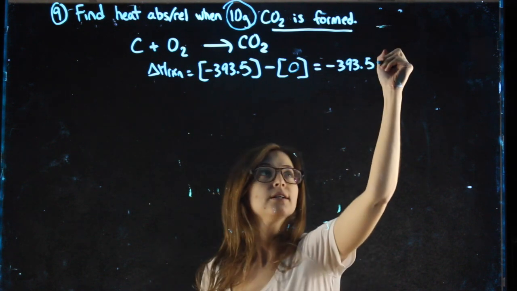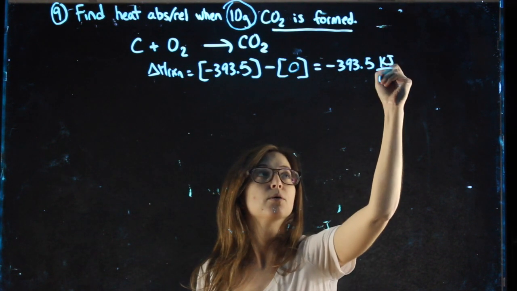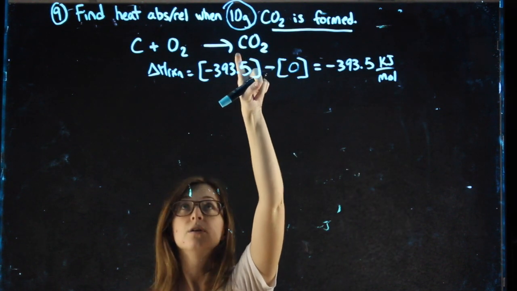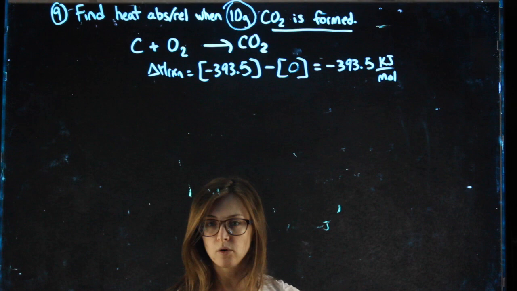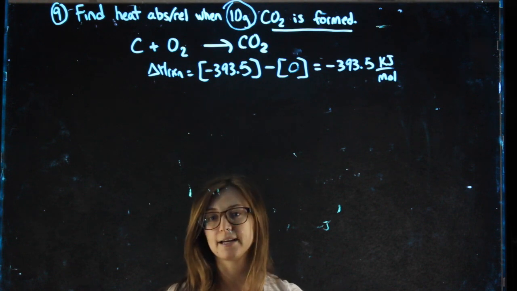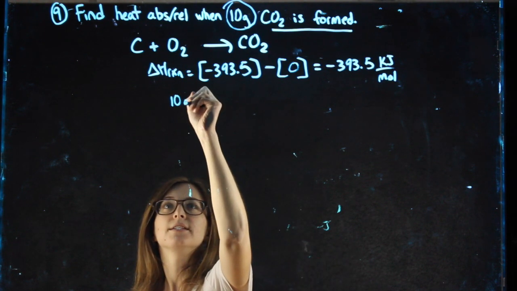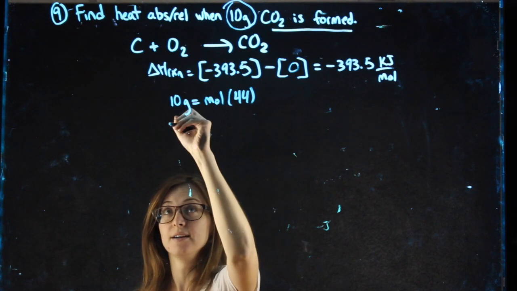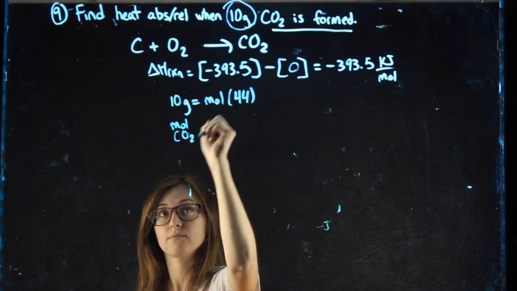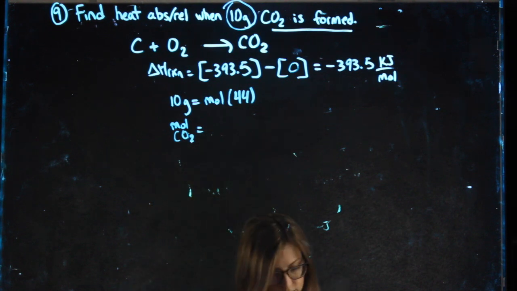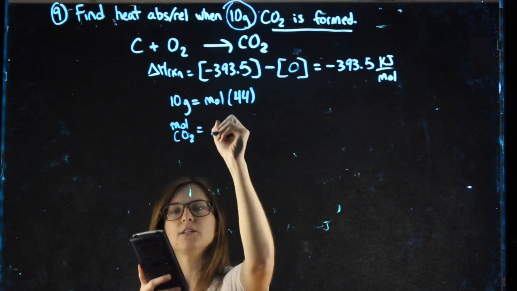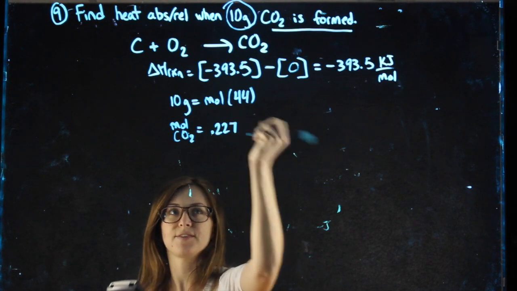This heat of reaction is the heat per mole, but specifically it would be for 1 mole of CO2. 10 grams of CO2 is not 1 mole, so a proportion is going to help me scale it. The 10 grams of CO2 equals moles times the molecular weight of CO2. So I can find my moles of CO2 to be 0.227.